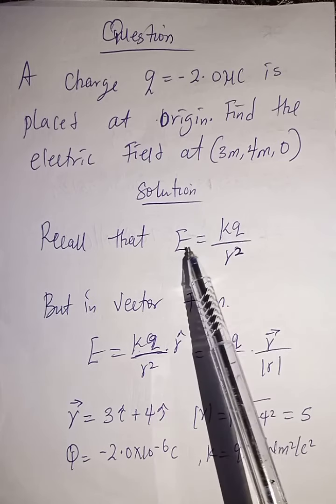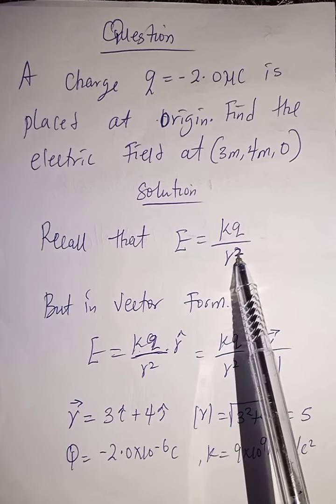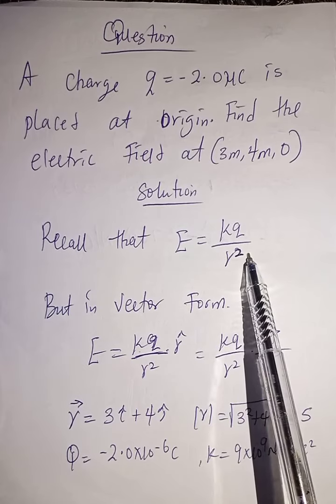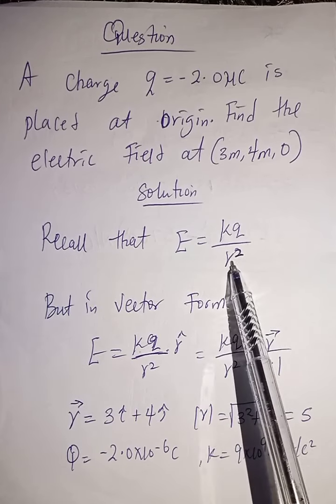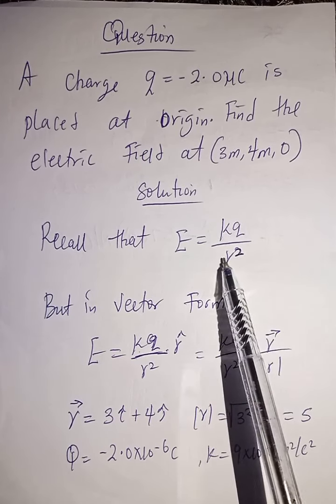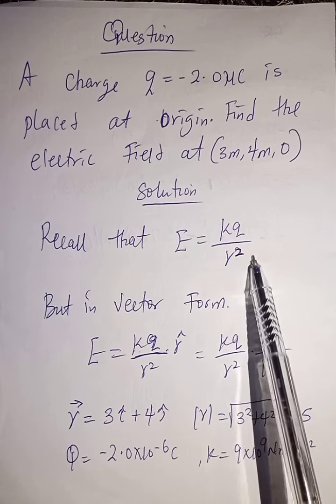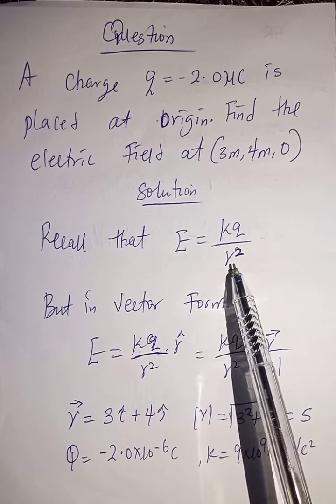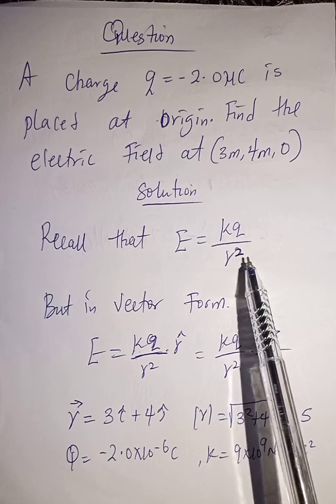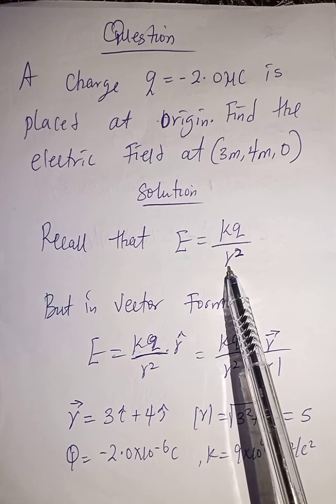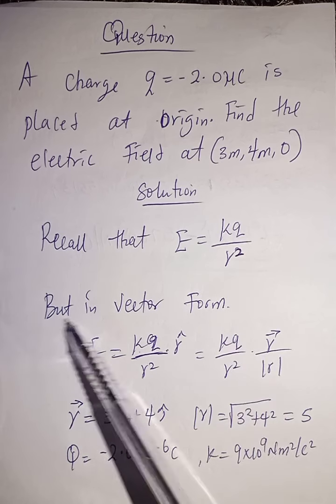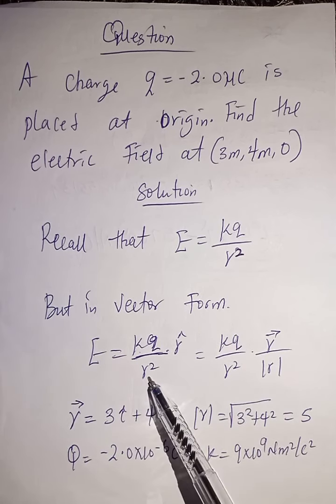So I'm going to show what I'm trying to say. Remember, this is the magnitude of the displacement. We just call it distance because it doesn't have any direction. The magnitude of any displacement is equal to distance because it will not have direction again. When the distance has direction, we call it displacement, because displacement is a distance moved in a specific direction. But in vector form, we're going to have kq over r square.